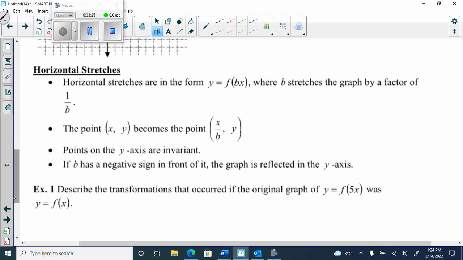Horizontals are flippers. So remember how horizontal, if it was x plus 3, it actually went 3 to the right? Horizontal stretches flip. So if it's 2, it's actually a half, because 2 is 2 over 1, so it's 1 over 2. If it's a third, it's a horizontal stretch by 3. It always is the reciprocal.